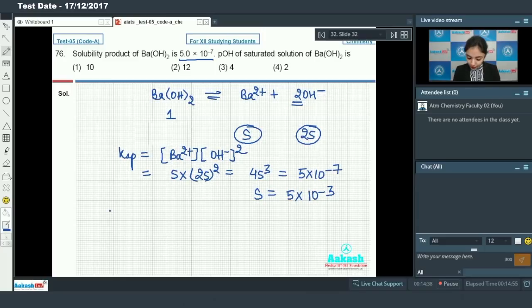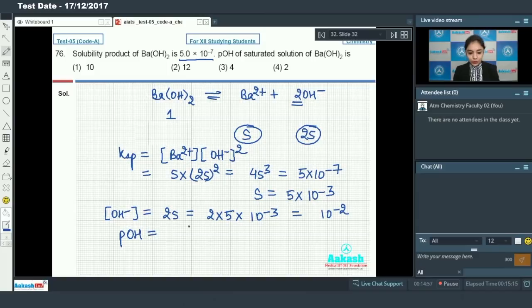And now you have to calculate the OH minus concentration. तो OH minus की concentration कितनी है? 2S. So it is equal to 2 into 5 into 10 raised to the power minus 3. So it is equal to 10 raised to the power minus 2. So यहाँ से we can calculate the value of pOH, which is equal to minus log of OH minus concentration. So it is equal to minus log of 10 raised to the power minus 2, which is equal to 2. So option number 4 will be the correct answer.